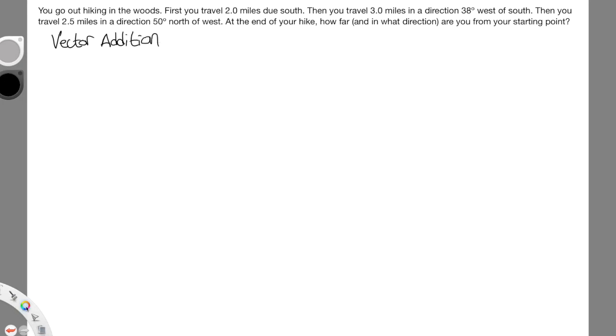And we have 3 steps here. First, we travel 2 miles due south. I'm going to call that vector A. Then we travel 3 miles in a direction 38 degrees west of south. I'm going to call that vector B. And last but not least, we travel 2.5 miles in a direction 50 degrees north of west, and I'm going to call that vector C.